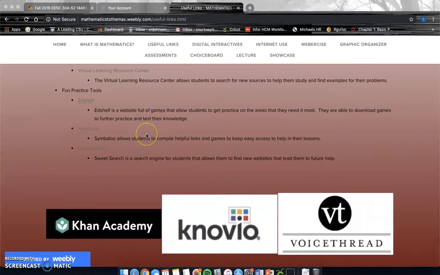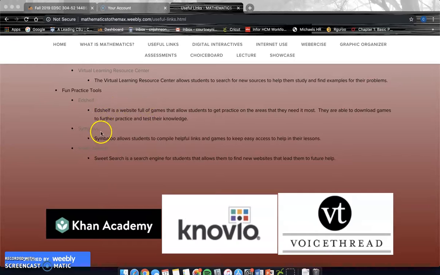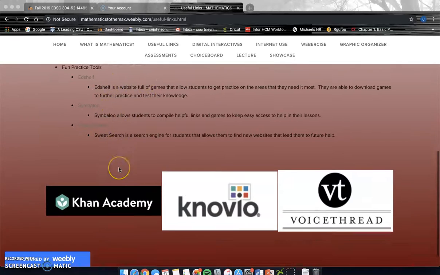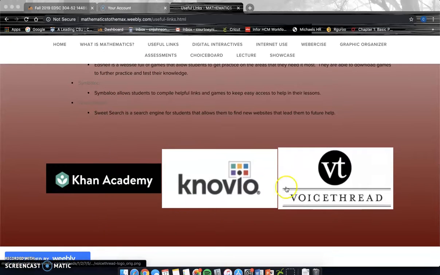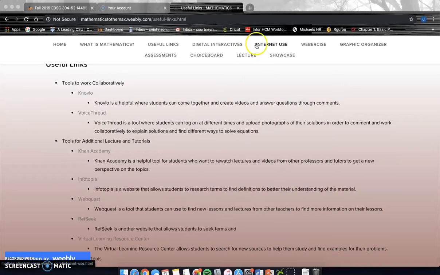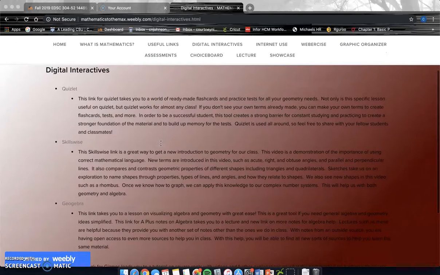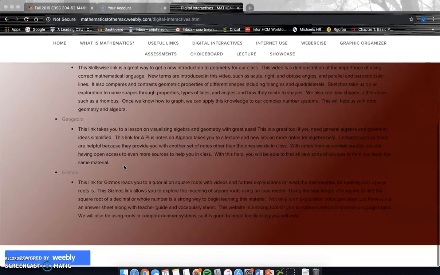Fun practice tools, where you can do games and studies, are EdShelf, Symbolab, and SweetSearch. And then I included a couple of the main logos for these websites here. Moving on to digital interactives, my main top ones that I like to use are Quizlet, SkillsWise, GeoGebra, and Gizmos.